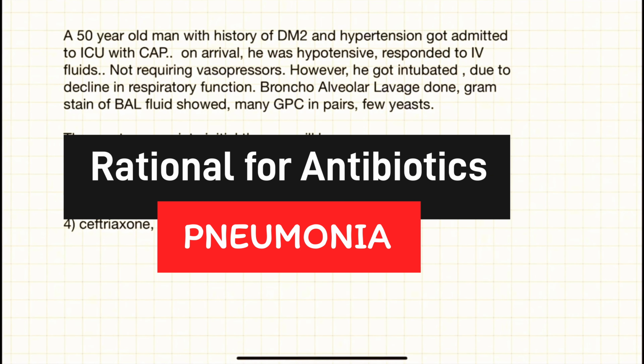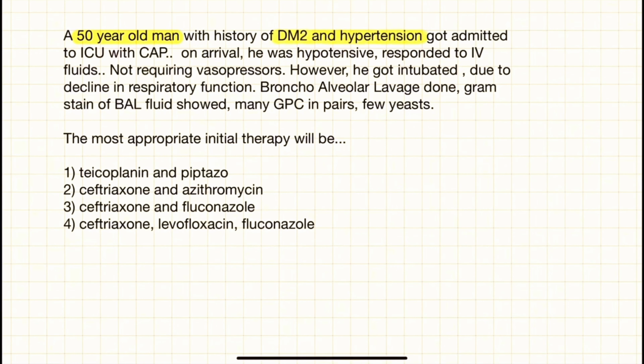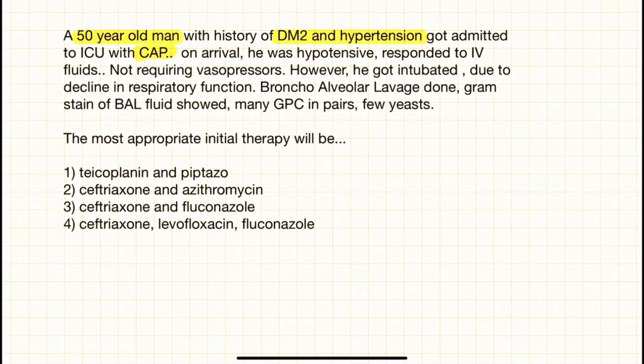So a 50-year-old man with a history of diabetes mellitus and hypertension got admitted to ICU with community-acquired pneumonia. On arrival, he was hypotensive. However, with IV fluid, he responded and did not require vasopressors, so he is not in shock at this present moment. However, because of his respiratory function decline, he got intubated and a bronchoalveolar lavage was done. We saw gram-positive cocci in pairs, that means diplococci, and a few yeast cells.